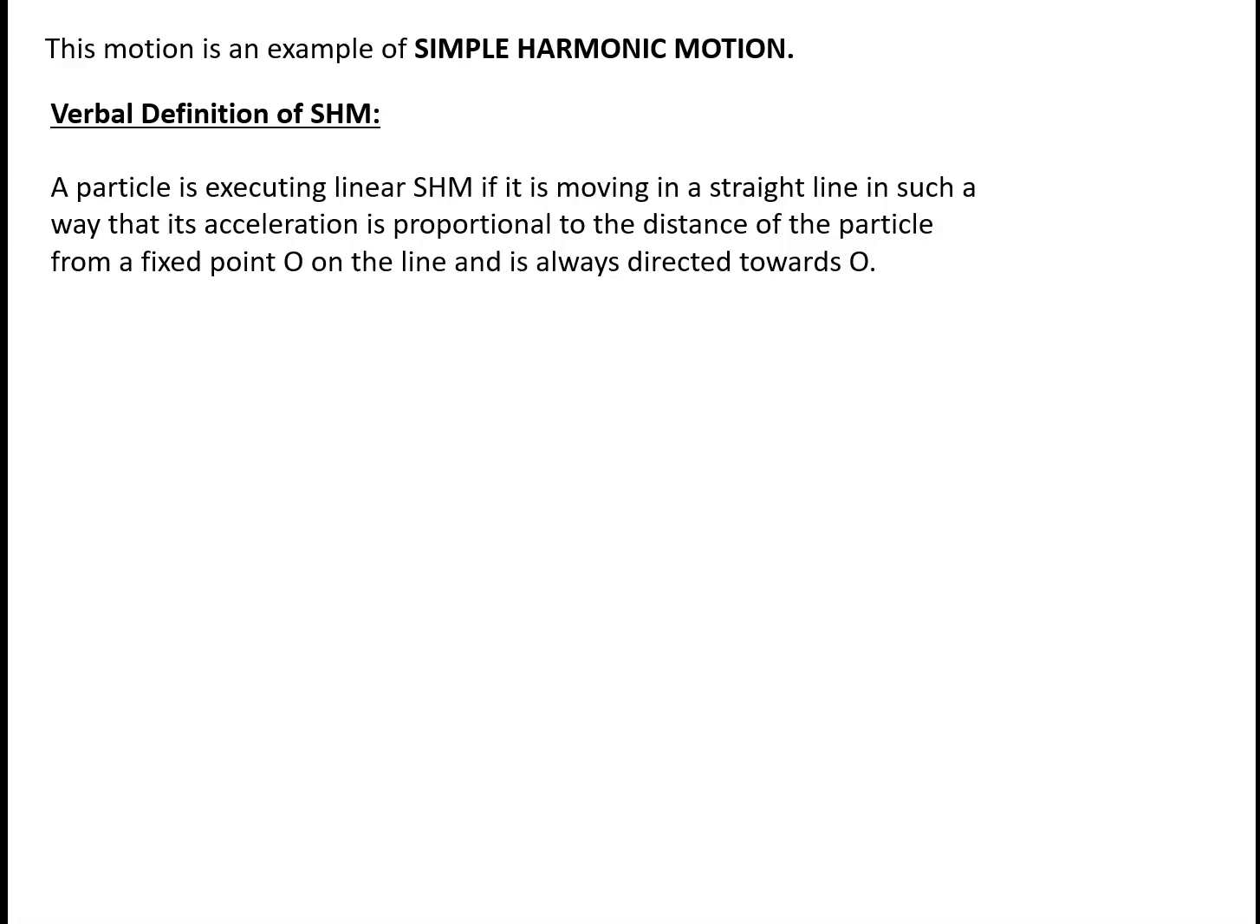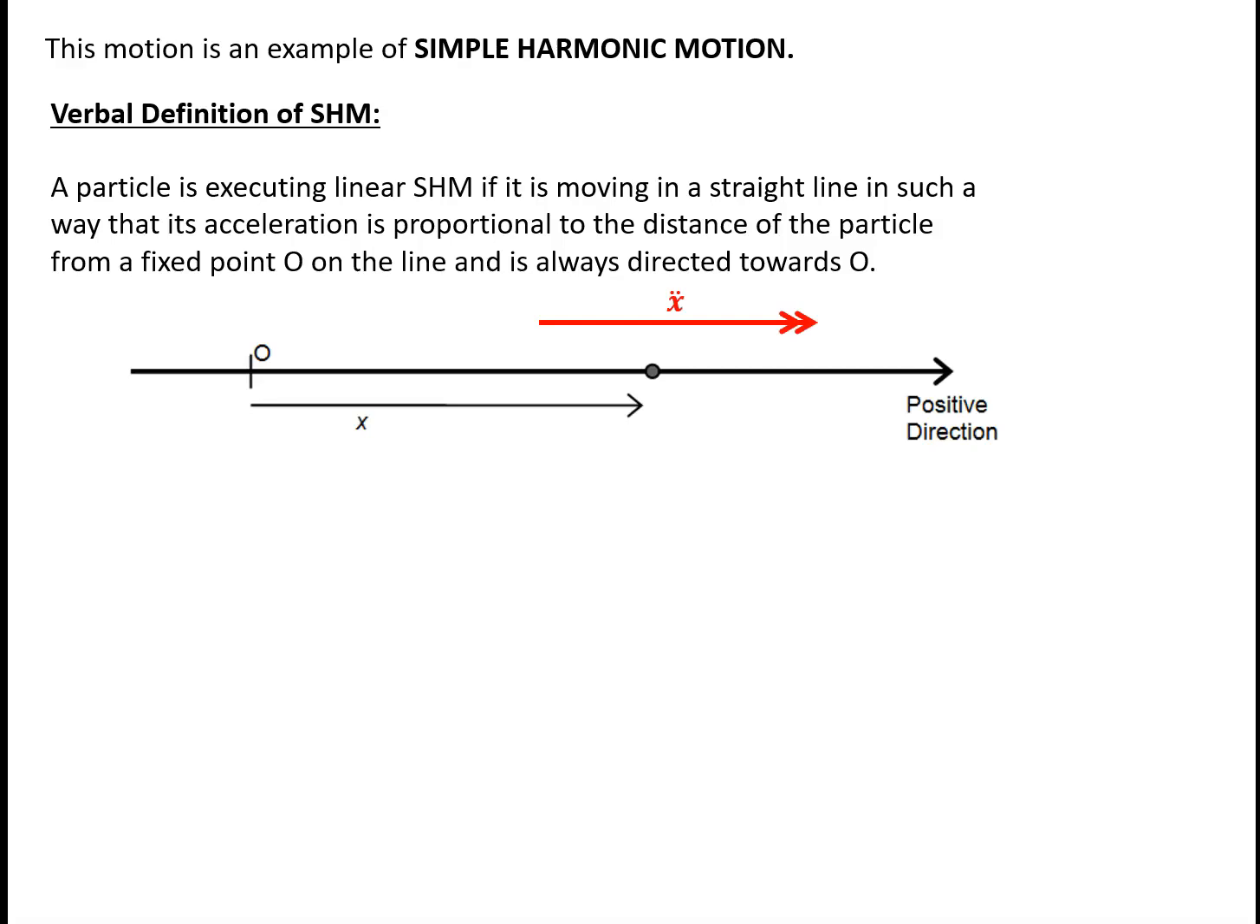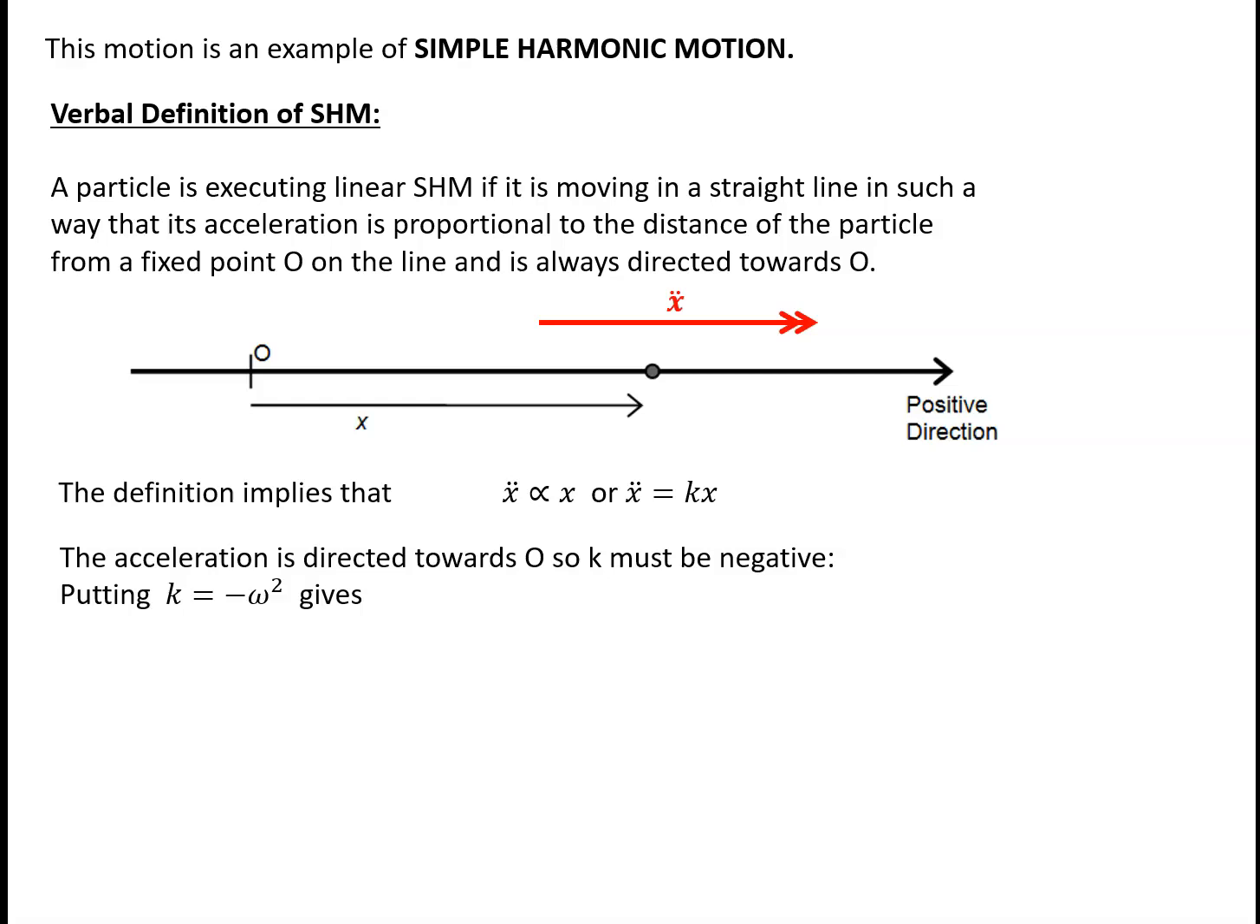There's a much neater mathematical definition of simple harmonic motion. The definition implies that the acceleration is proportional to x, so x double dot is k times x. But the acceleration is directed towards O, so the value of k must be negative. Any negative number can be written as minus a positive number, and a positive number always has a square root. So if we call the square root of that positive number omega, k must be of the form minus omega squared.